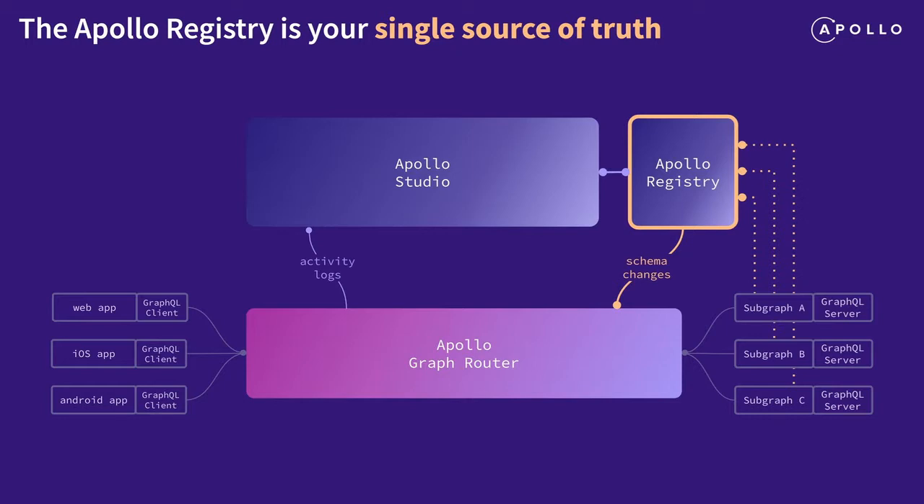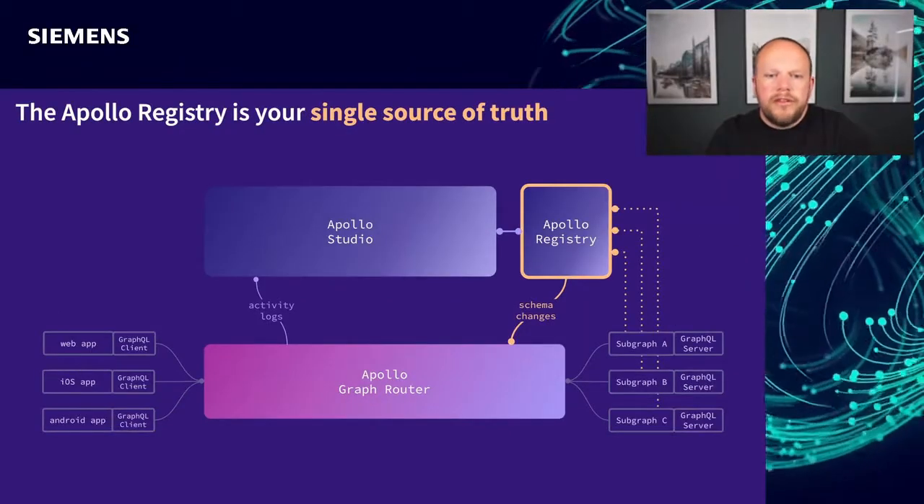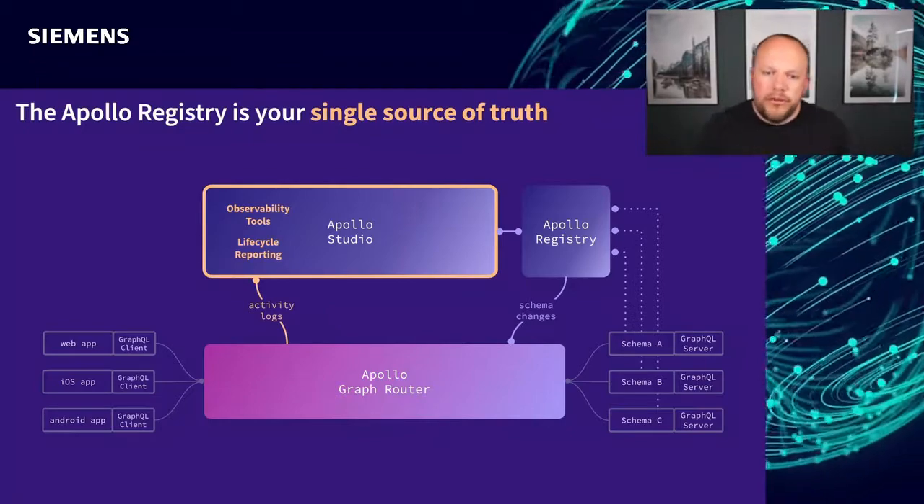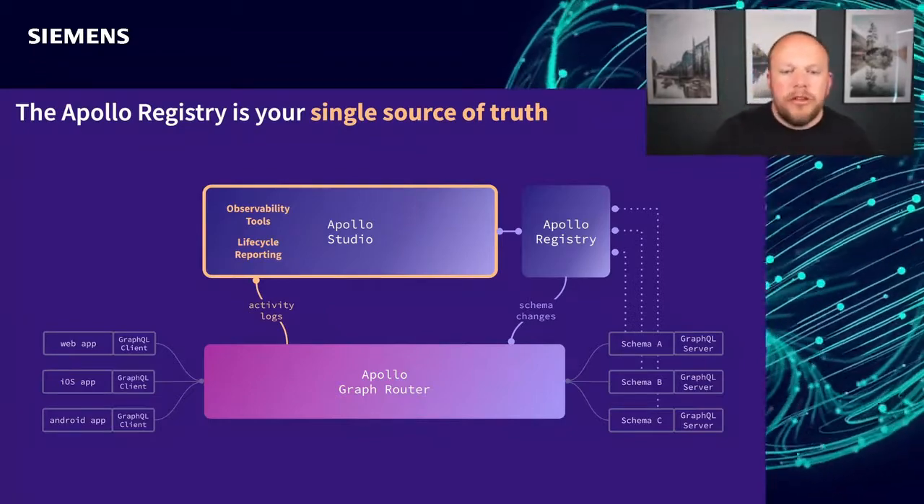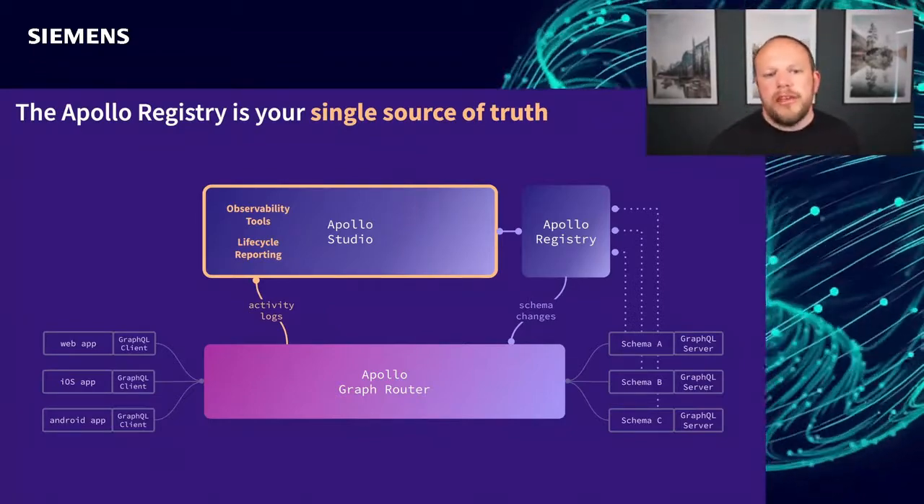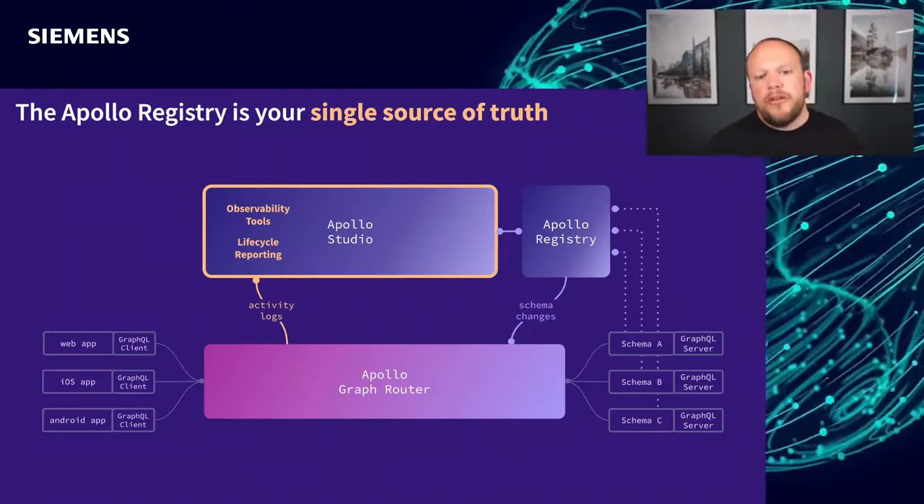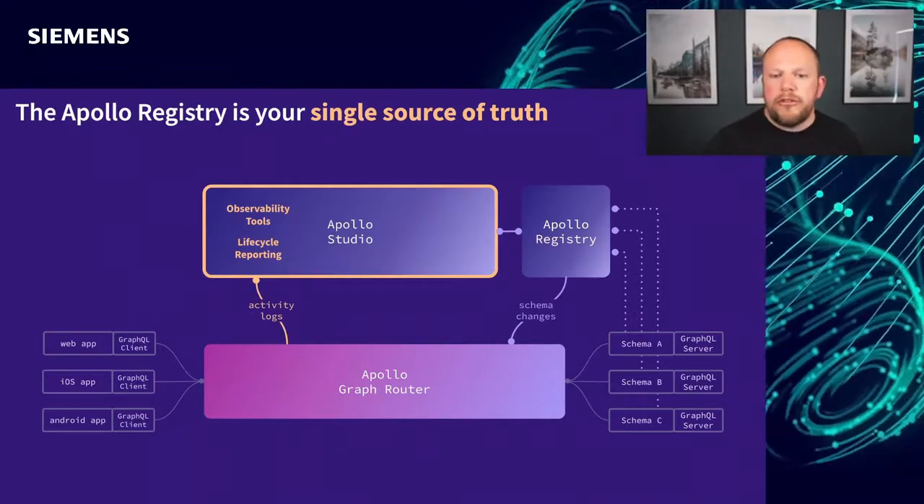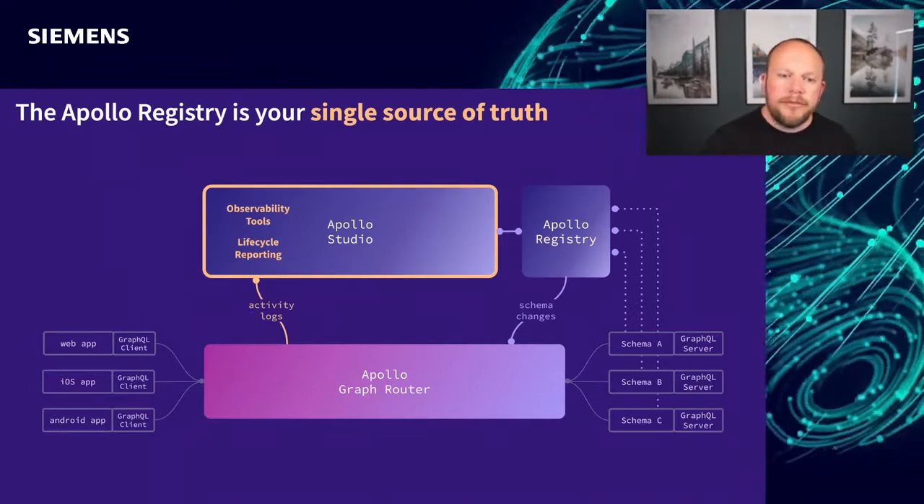This entire process happens every time a change is made to any subgraph and ensures there is always a single source of truth for your entire graph. One of the most important aspects of running a unified graph, and one of the key benefits of GraphQL in general, is the extra observability and insight you get. Usage and performance metrics are sent from your graph router to Apollo Studio, which uses these to provide detailed metrics on how consumers are interacting with your graph.